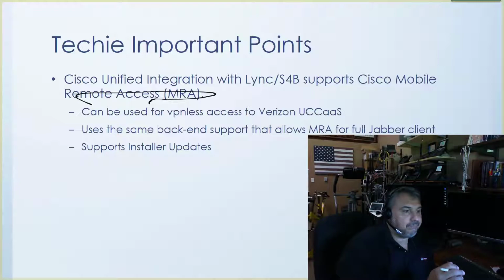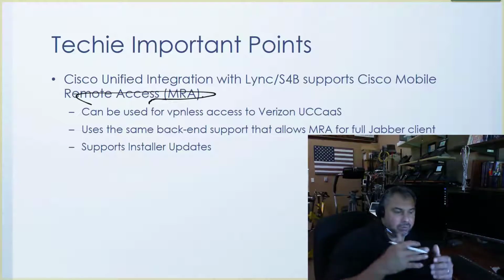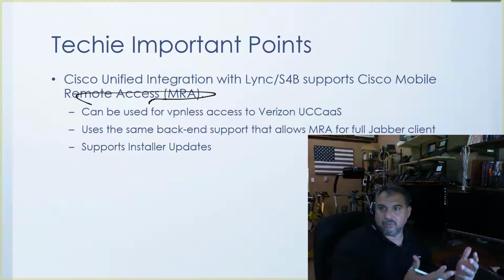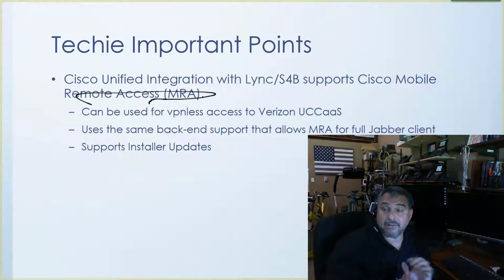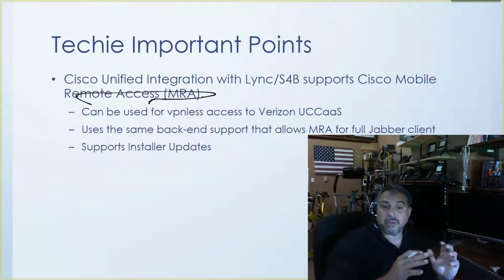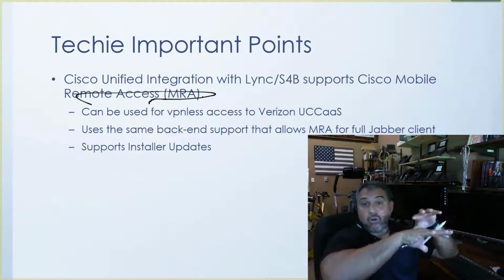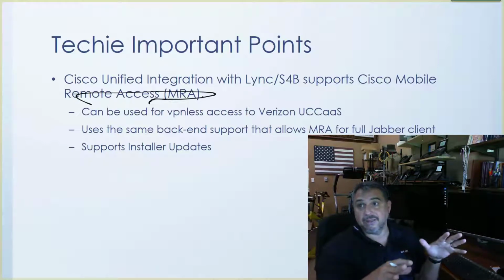It uses the same back-end support for MRA, so there's nothing different that we have to do in UCaaS to support CUCI Lync. It's all the same. It's Jabber underneath the hood, just the softphone portion and not the IMP portion. So there's no magic, no special configuration or anything like that, whether on UCaaS or in the whole UCaaS environment. There's nothing special about it.